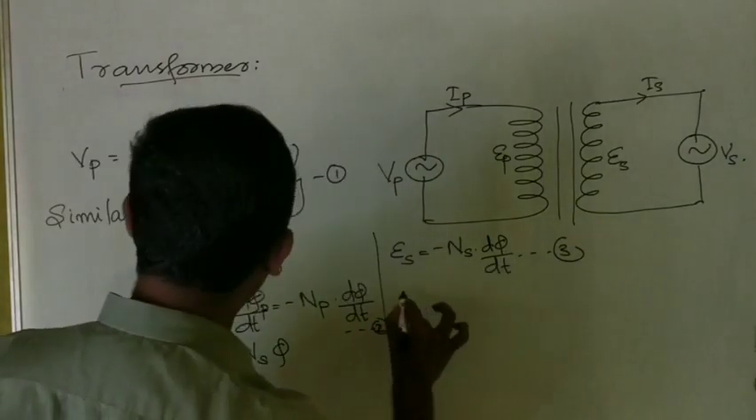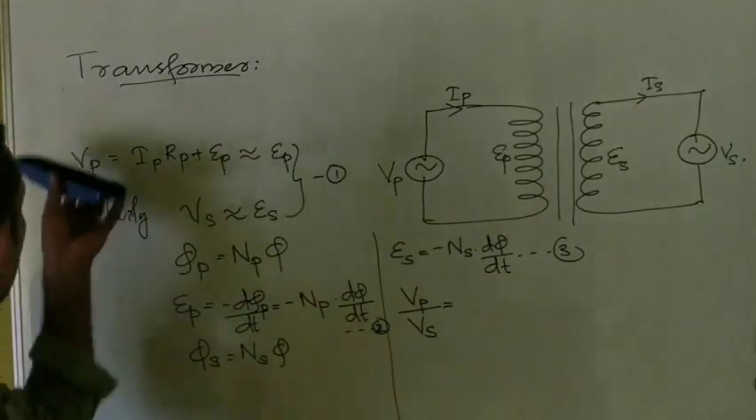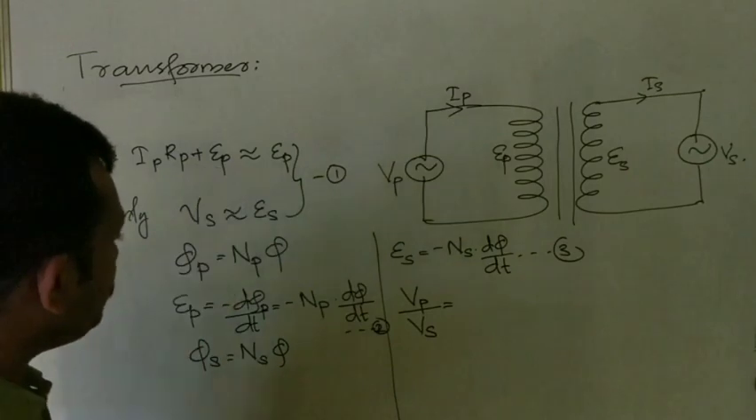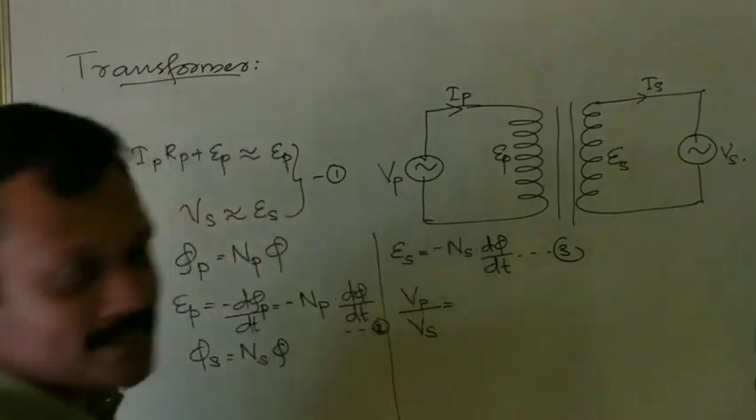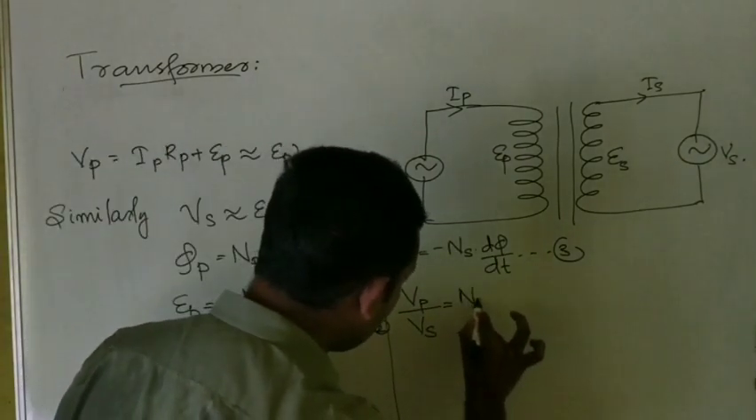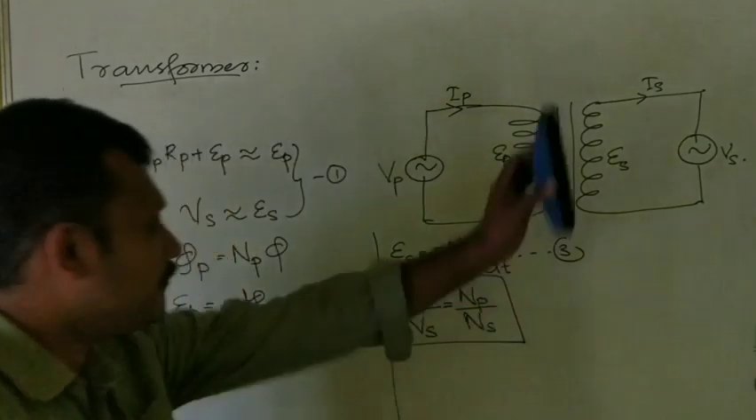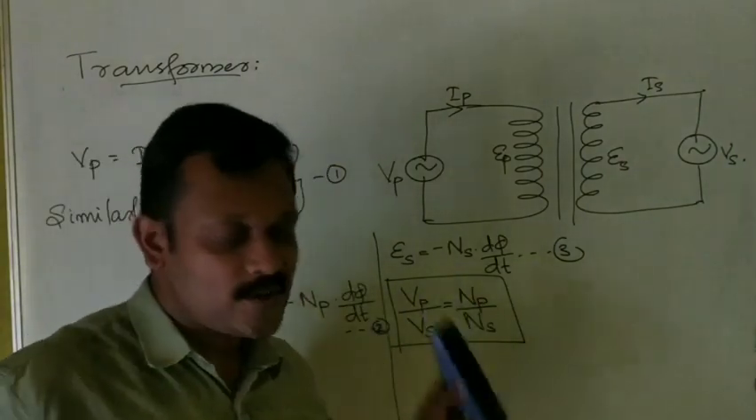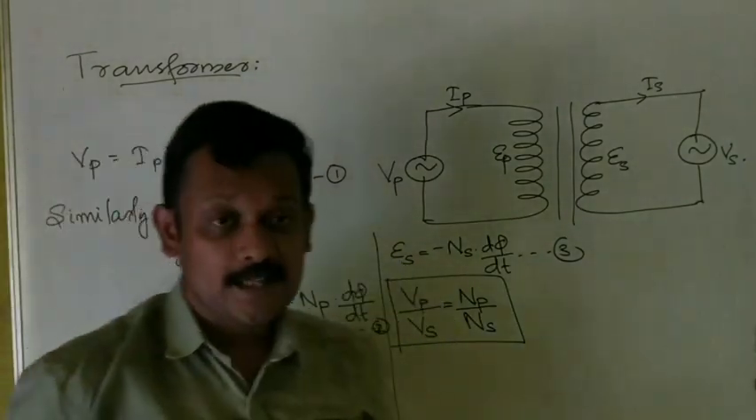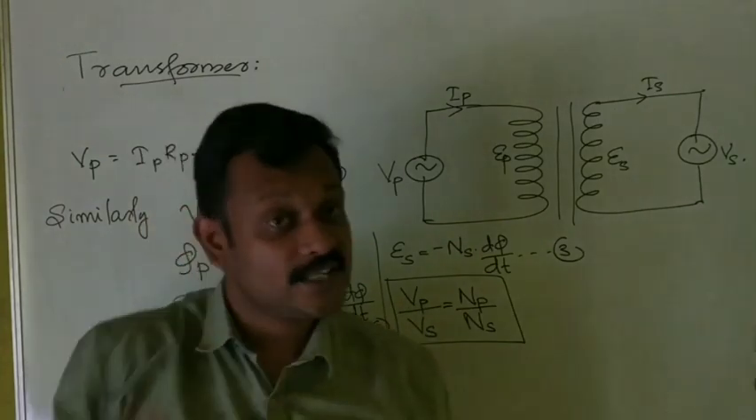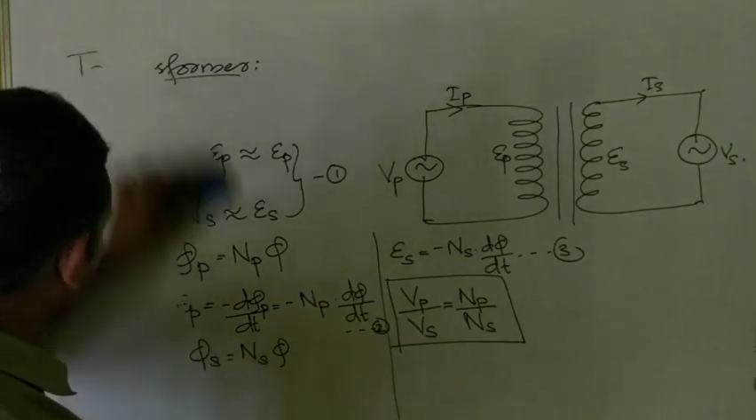Using equations 1, 2 and 3, I can say that Vp by Vs is equal to epsilon P by epsilon S, which will give you Np divided by Ns. This is an important ratio associated with a transformer. Vp by Vs is equal to Np by Ns. This is very important regarding a transformer. The voltage in the primary coil divided by the voltage in the secondary coil is equal to the number of turns in the primary divided by the number of turns in the secondary. This is one result we are considering.